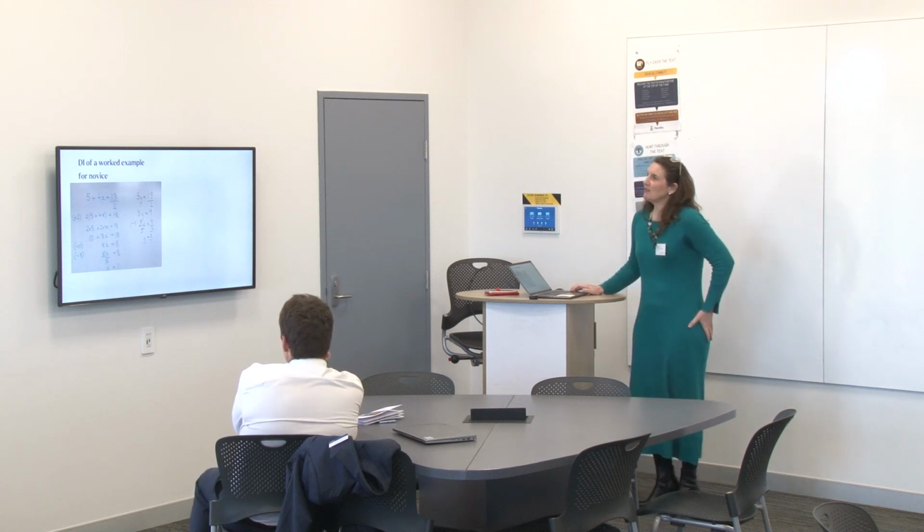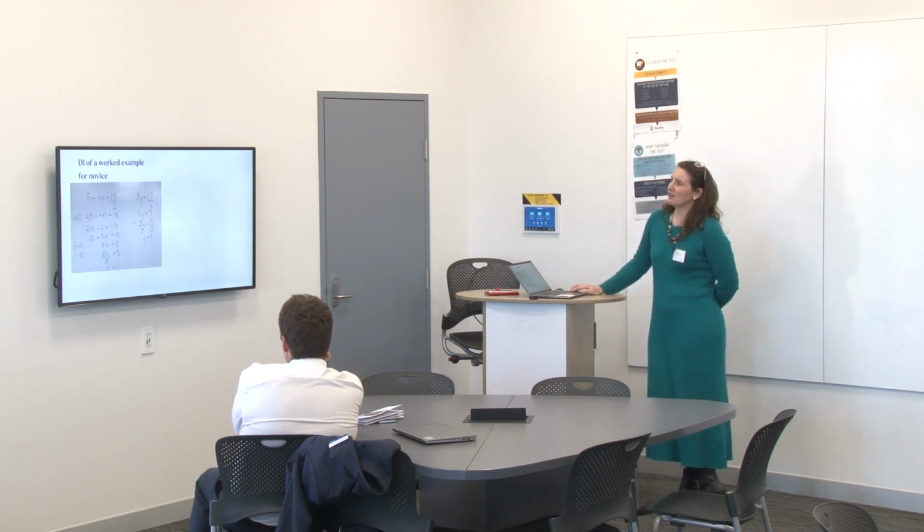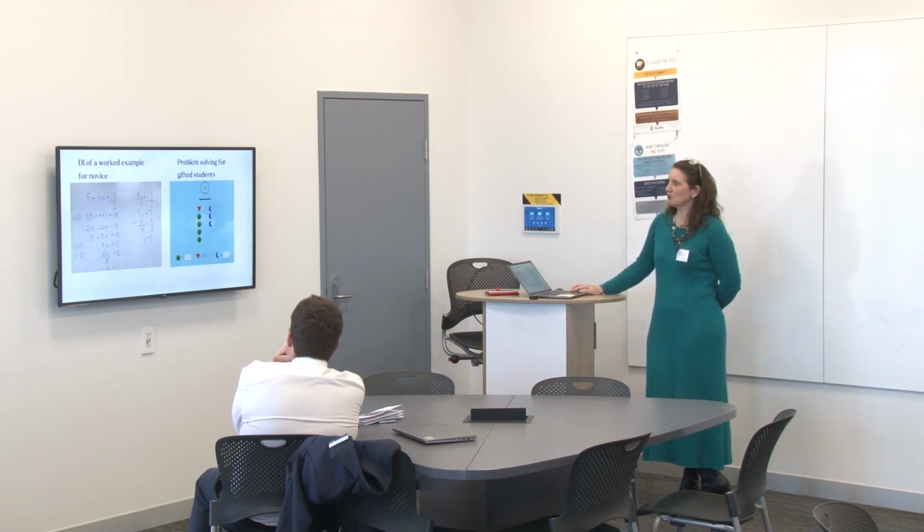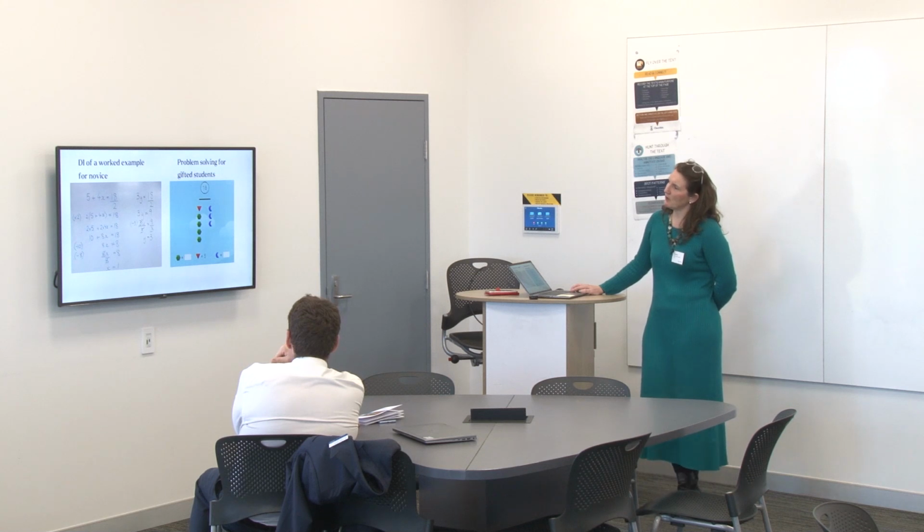How does it look in the classroom? This is a direct instruction worked example that you could do for a novice, working out each separate step and showing them how to do the worked example. Whereas for a gifted student, you might present them a problem like that. It's still about how to solve an equation, but it's presented a little bit differently, so they have to think hard.